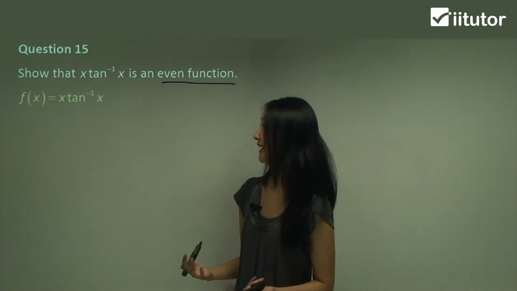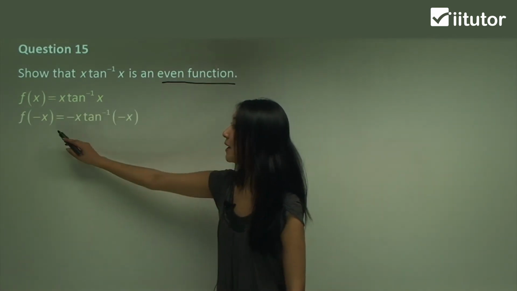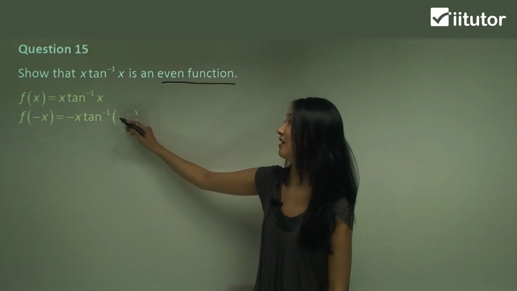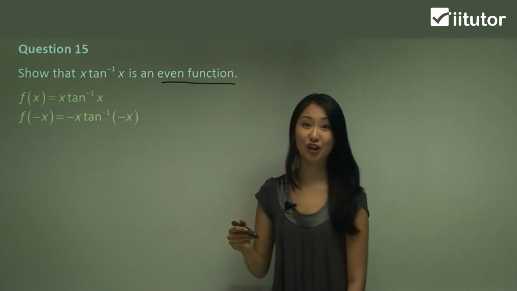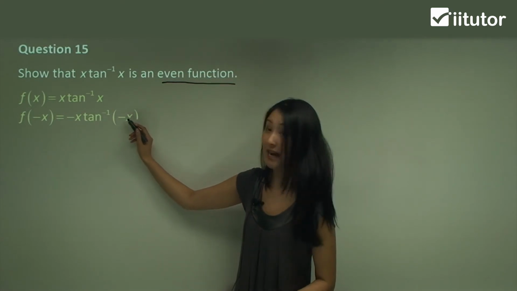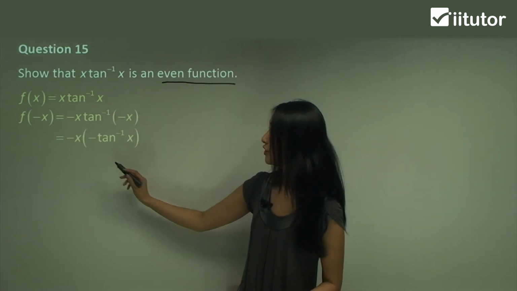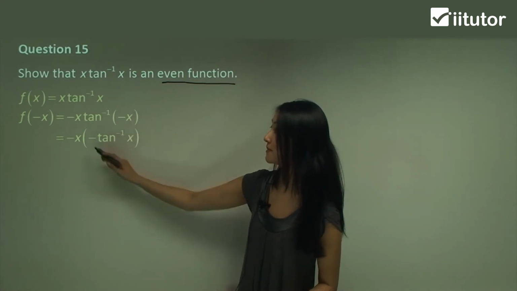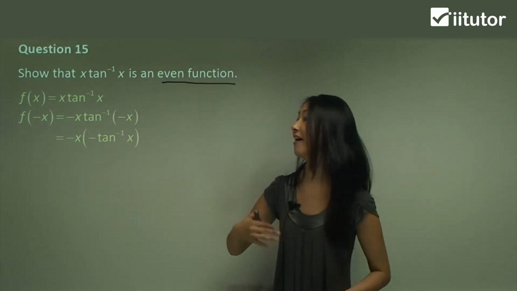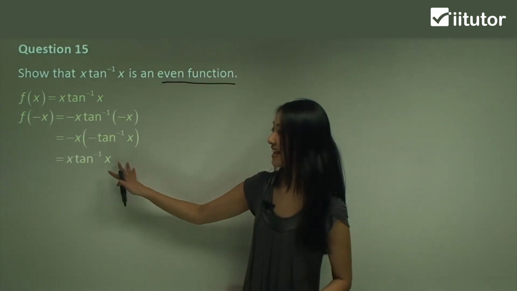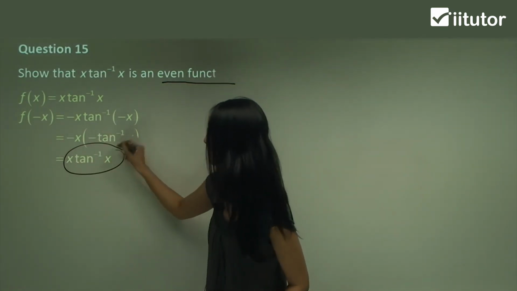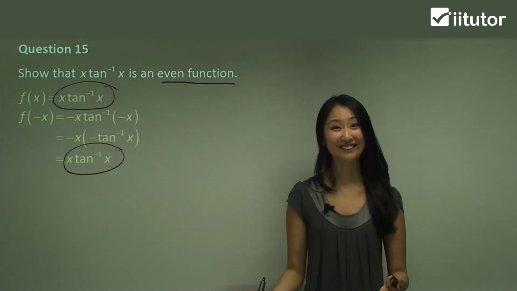And now we substitute in negative x. So we write f(negative x) equals negative x times inverse tangent of negative x. So wherever there is x, I'm substituting in negative x. Since this is inverse tangent, that means I can just take that negative out. So now I have negative x times negative of that. And then two negatives will multiply together to be a positive. So that just equals x times inverse tangent of x, which looks exactly the same as our original function, right?